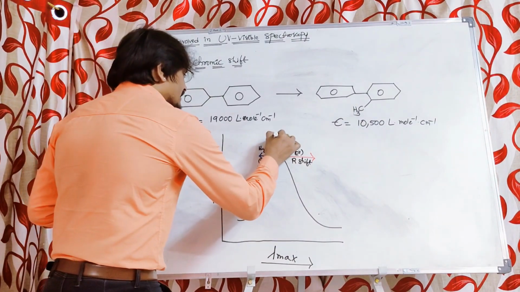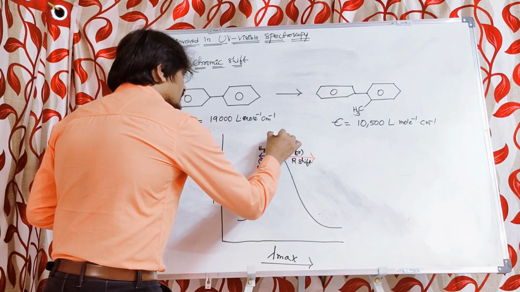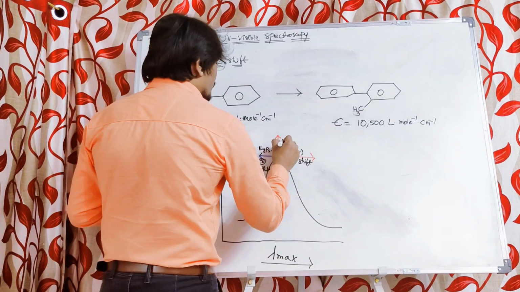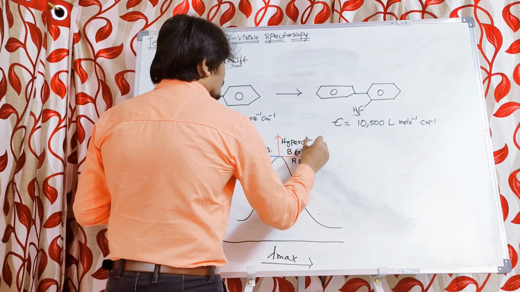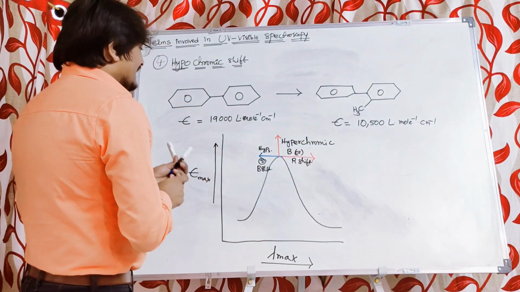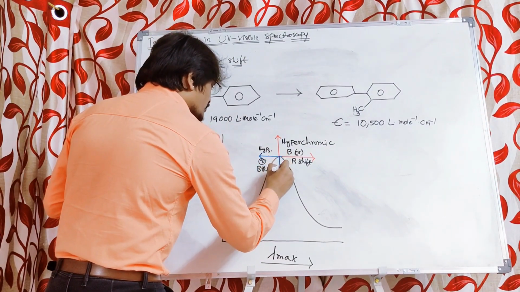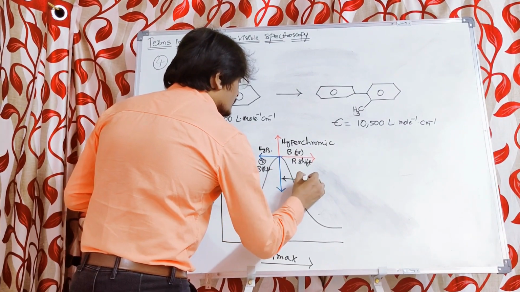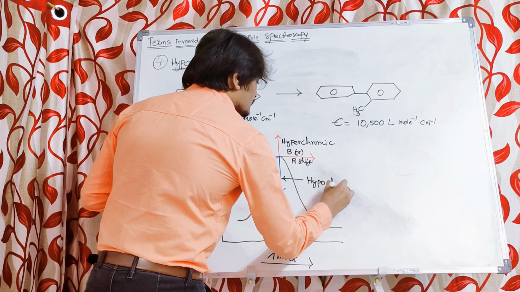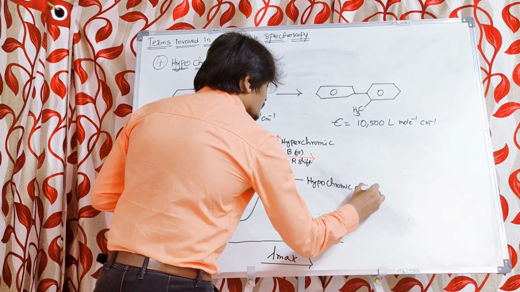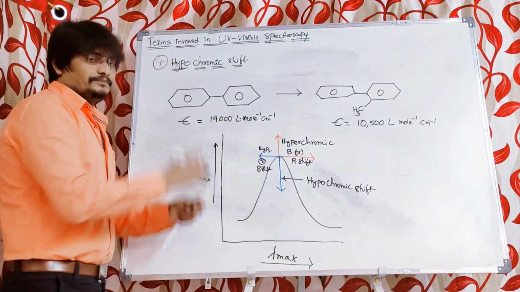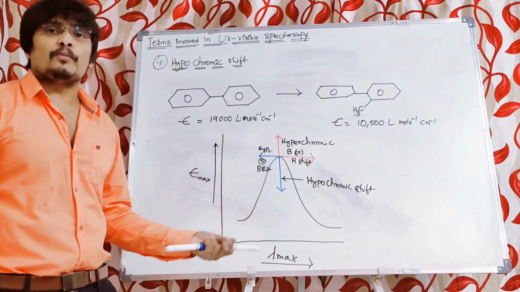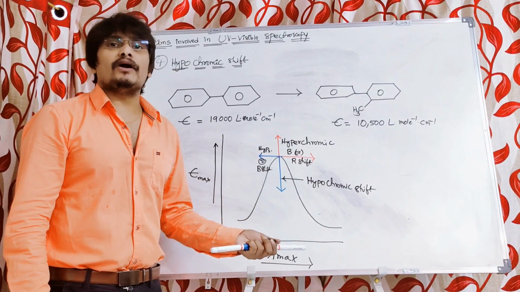An increase in the intensity of absorption maximum, what is it? Hyperchromic. Next, a decrease in the intensity of absorption maximum, what is this? This is hypochromic. So, four shifts in the single figure. With the help of this figure, we can easily remember the first, bathochromic or red shift, the second, hypsochromic or blue shift, hyperchromic shift, and hypochromic shift. I hope you understood this. So, thanks for watching this video.